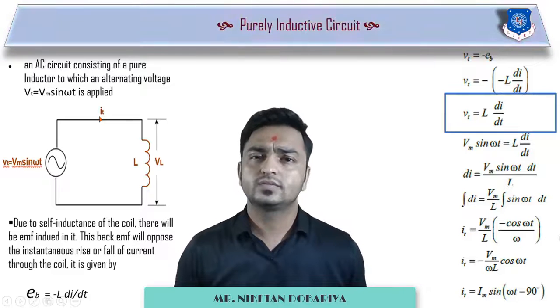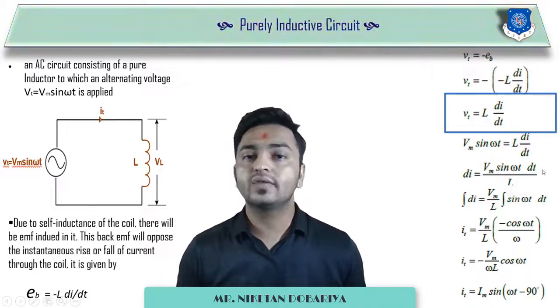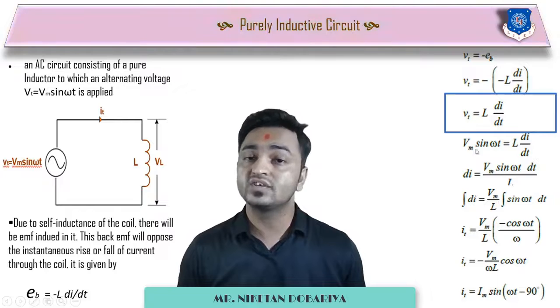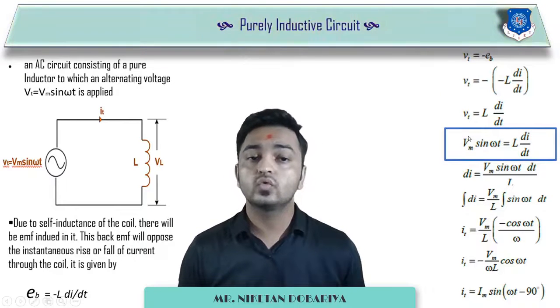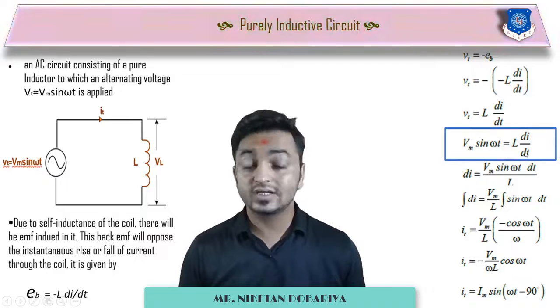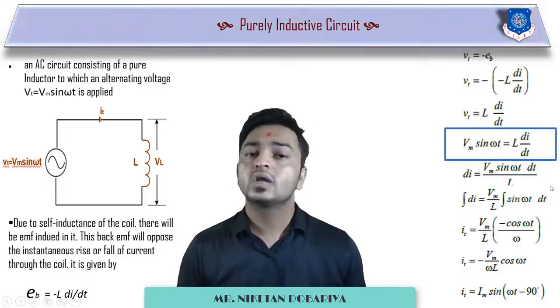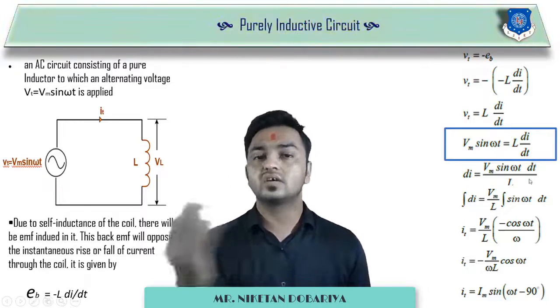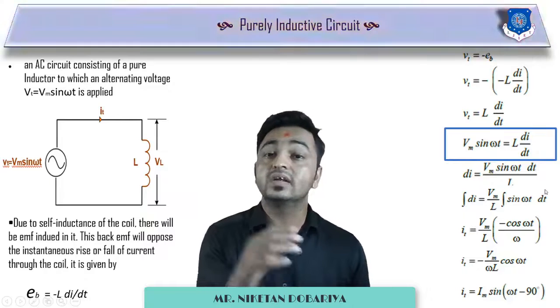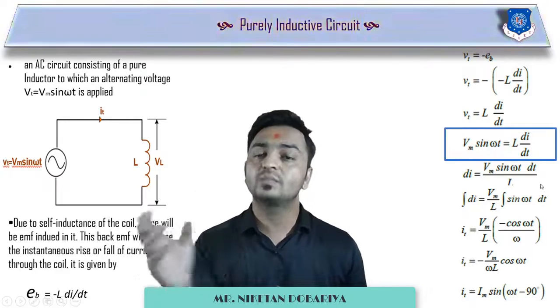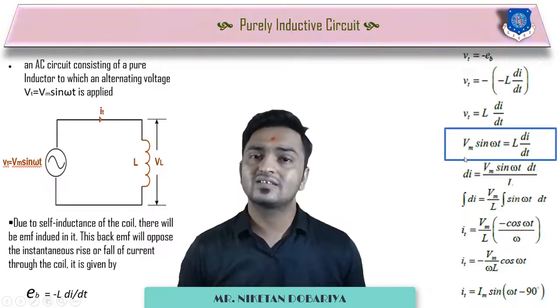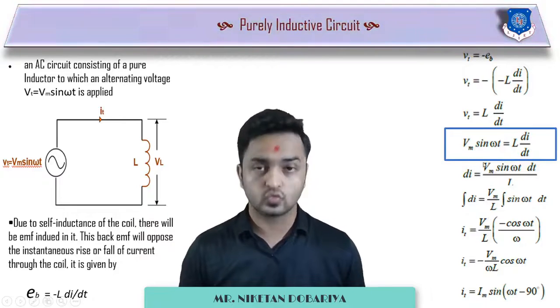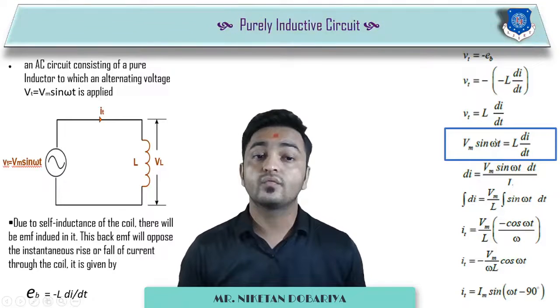And for that, first of all, let's put the value of this supply voltage vt, which is nothing but Vm sine omega t. So we had put this value: vt is equal to Vm sine omega t is equal to L di by dt. Now let's separate the terms. We are separating di and making di the subject.